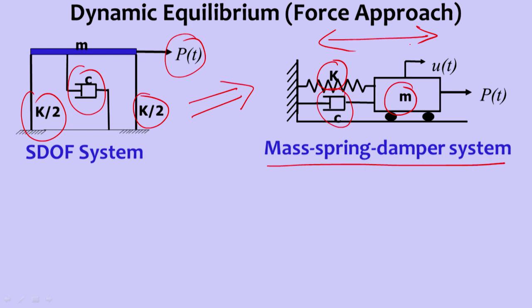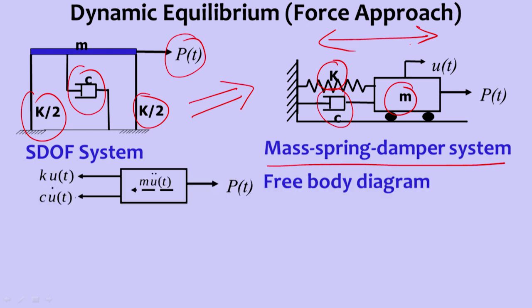Now for writing the dynamic equilibrium equation, I am drawing a free body diagram here. In this free body diagram of the mass, the inertia force because of the mass is in the direction opposite to the application of the force, which you can see as m u double dot. We call this the inertia force. If I apply the force in the forward direction, the resistance of the spring comes in the backward direction, which you can see as k into u, then the damping force in the form of c u dot, and then the external force towards the right.